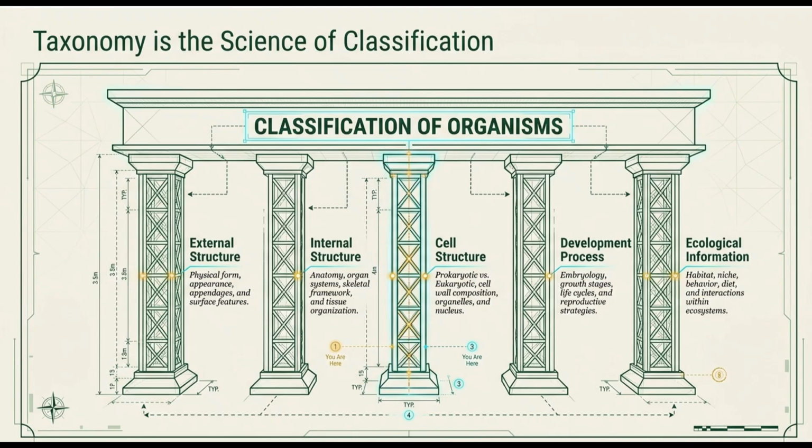So external structure means physical form, appearance, appendages, and the surface features. And what about internal structure? It includes anatomy, organ system, skeletal framework, and tissue organization. And in cell structure, we include whether it is prokaryotic or eukaryotic cell or cell wall composition, organelles, and the nucleus. And in development process, we check embryology, growth stages, life cycles, and reproductive strategies. And in ecological information, we check habitat, niche behavior, and diet, and interactions within ecosystems.